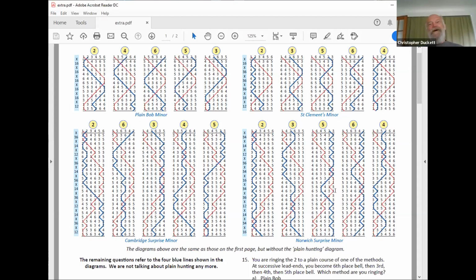You run out in all 4 of them. Norwich, you run out anyway. It's a plain lead, and you're not affected by the bob, but you just run out all the same.